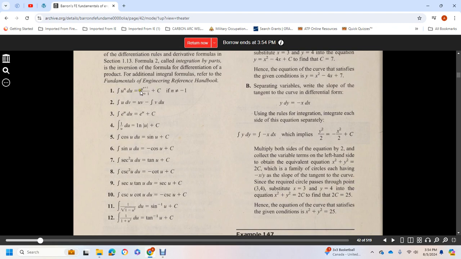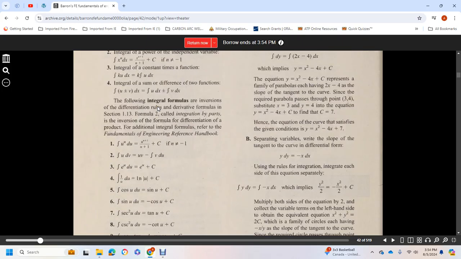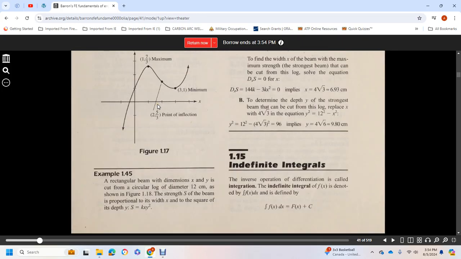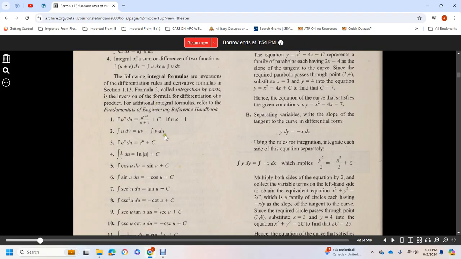The integral of u to the n du equals u to the n plus 1 over n plus 1, plus c, if n is not equal to negative 1. Integration by parts: the integral of u dv is equal to uv minus the integral of v du. The integral of e to the u du is equal to e to the u plus c.